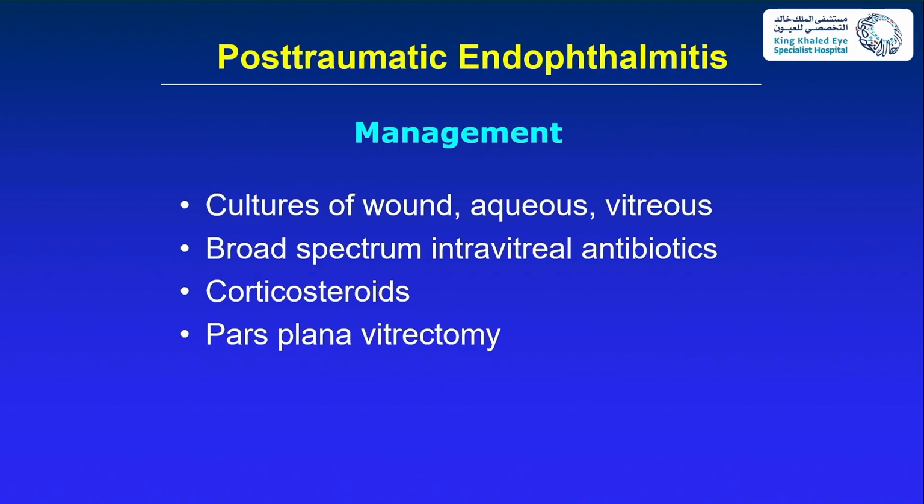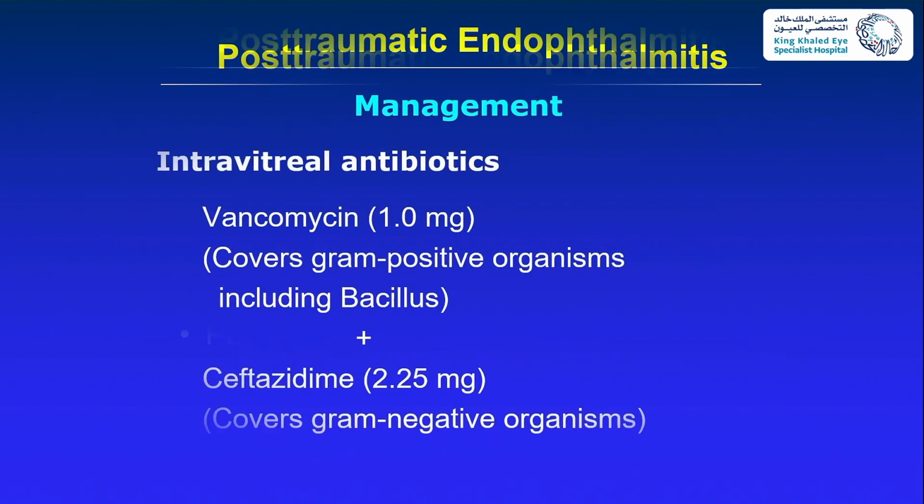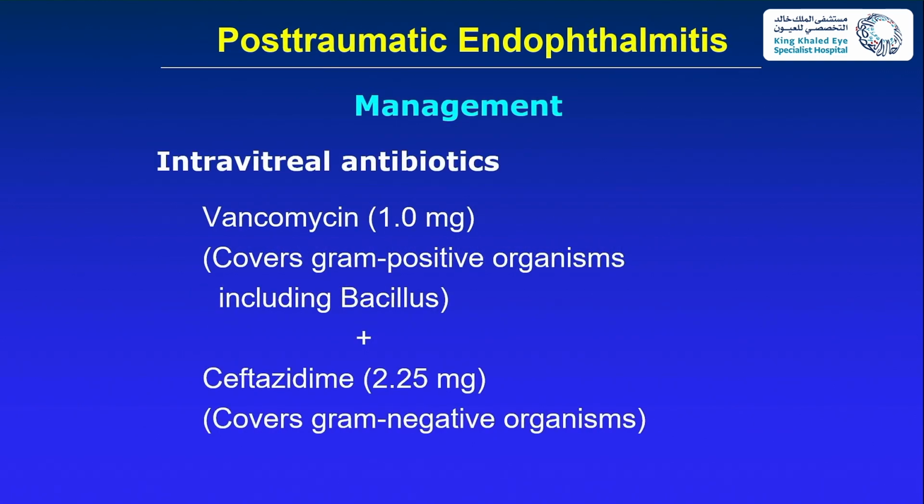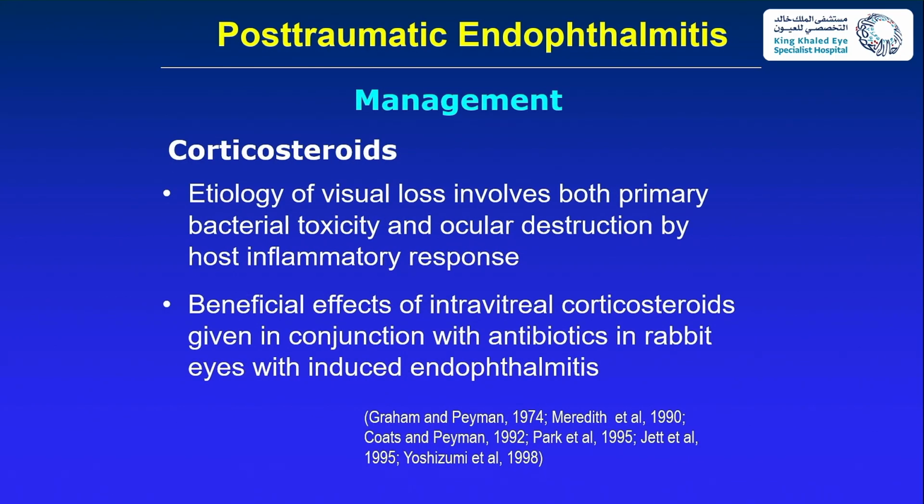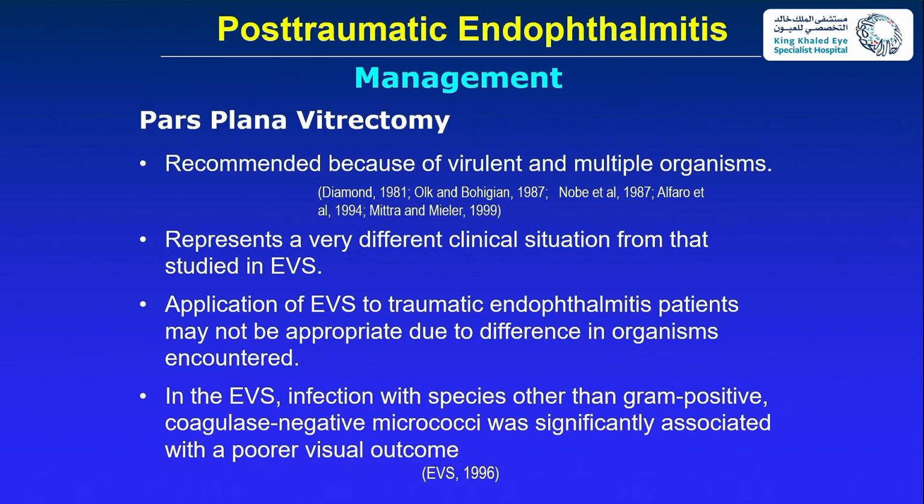So the management of post-traumatic endophthalmitis: as I said, because of the aggressive nature of the bacteria causing traumatic endophthalmitis, we prefer prompt vitrectomy. And of course, intravitreal antibiotics, and the combination we always use is vancomycin and ceftazidime. You can use corticosteroids. So primary pars plana vitrectomy is recommended because of the virulent nature of the organism and even multiple organisms.